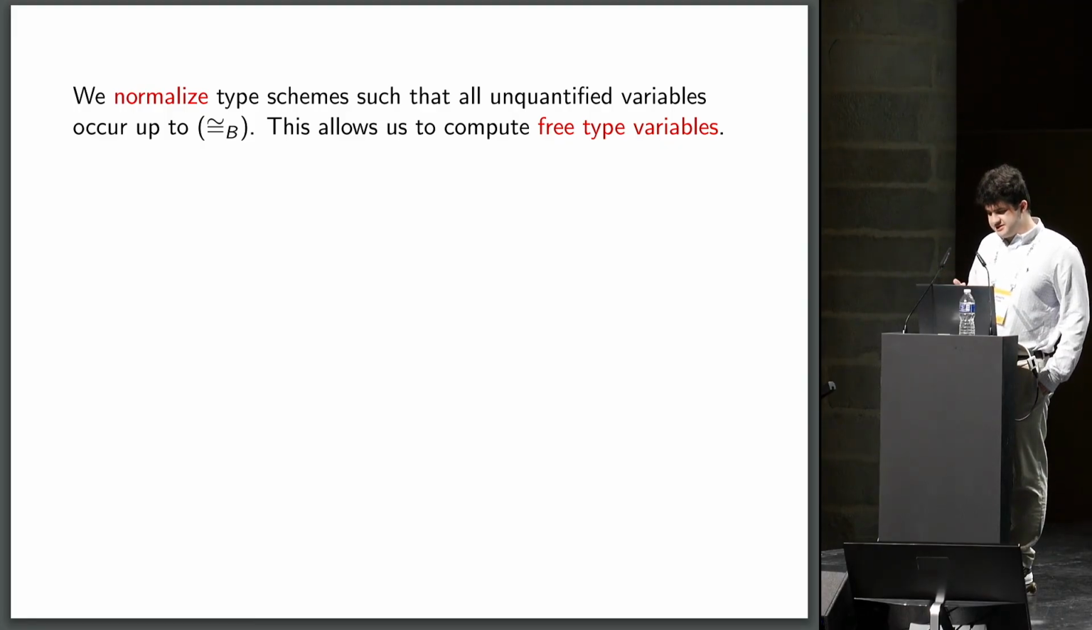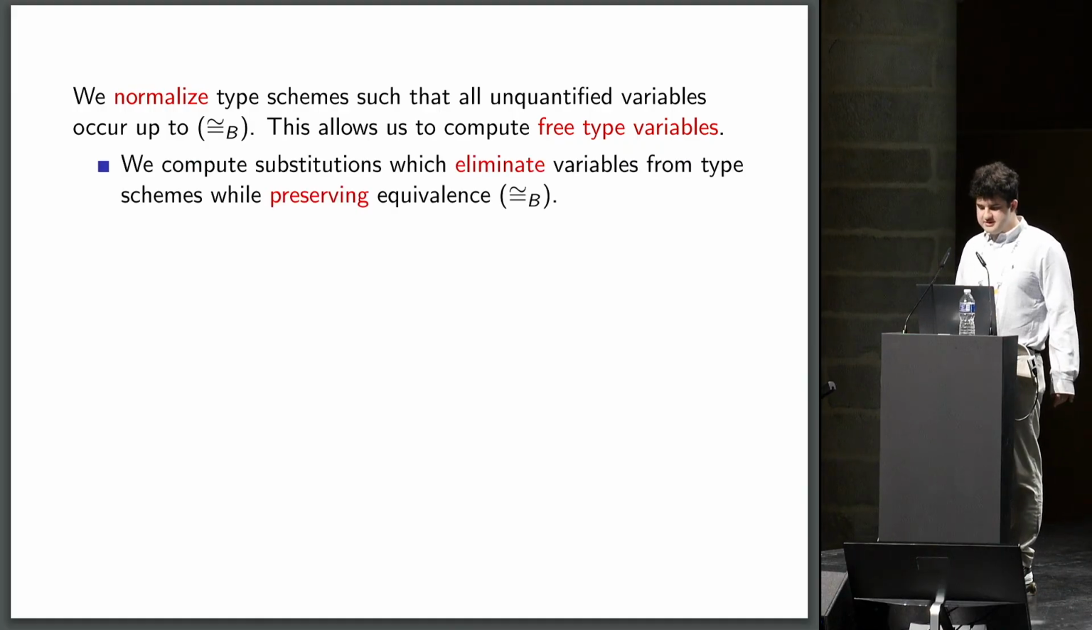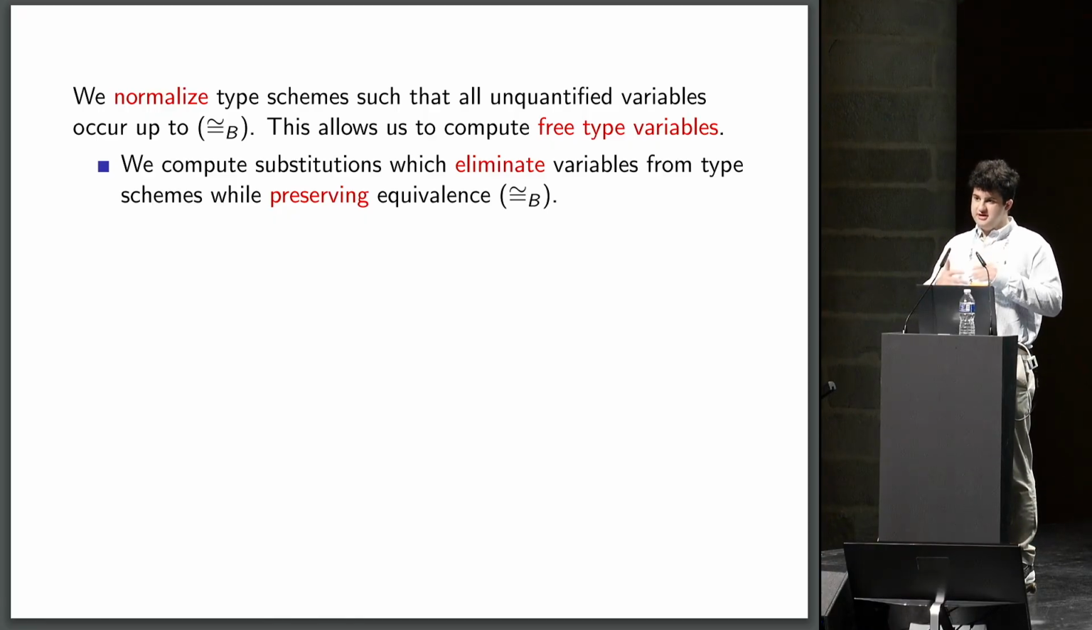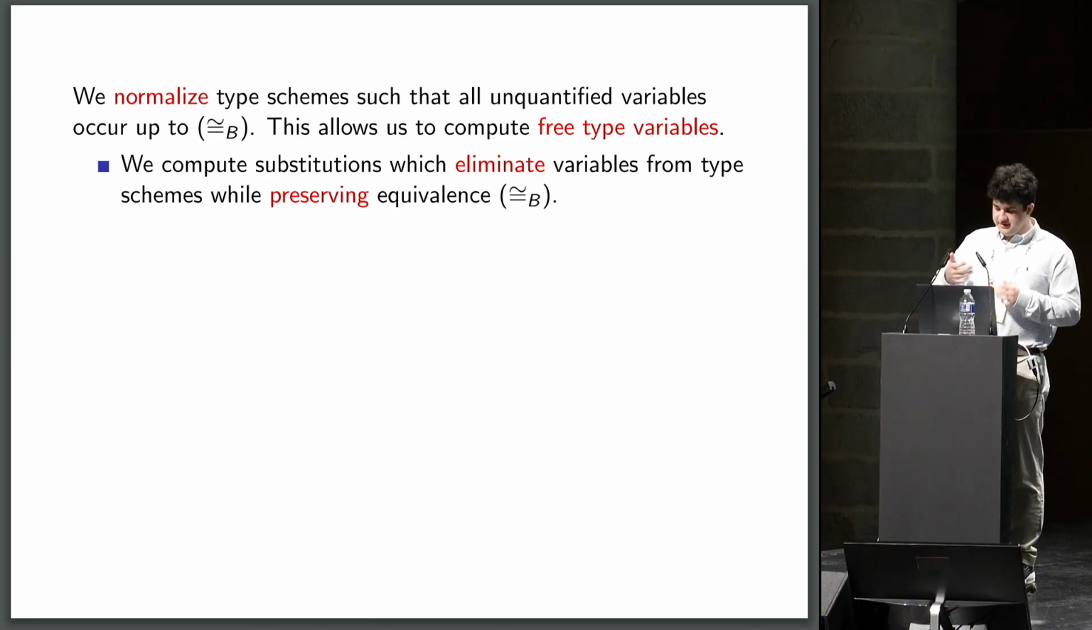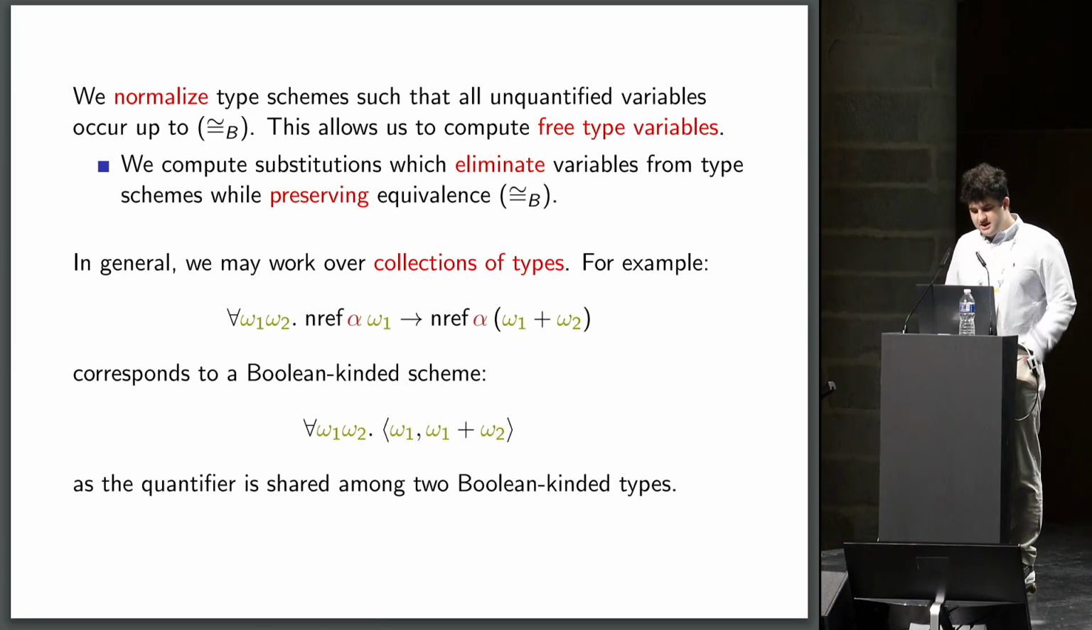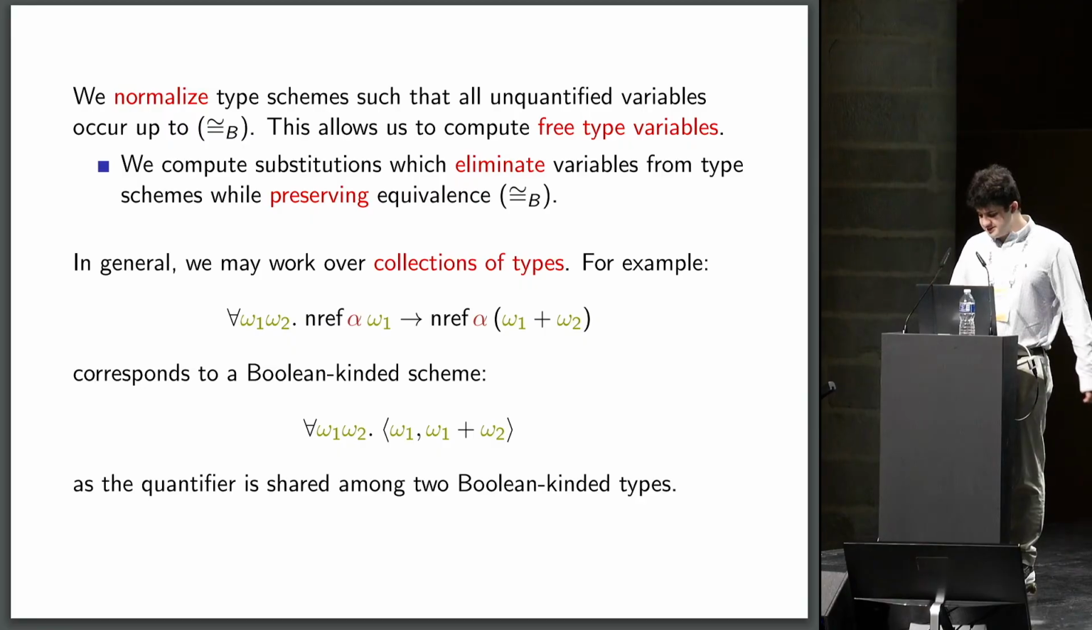So we normalize type schemes such that all unquantified variables occur up to type scheme equivalence. The idea here is that we're going to be computing eliminators on quantified variables. We call those rank 1 variables. We're going to be computing eliminators on rank 1 variables that eliminate rank 0 variables. Okay. And we're going to work over collections of types, right? So in this example, we have two nrefs. Those each bind nullabilities. Those are shared. Those are under a single quantifier, right? That omega 1 is shared. So we have to operate over collections.